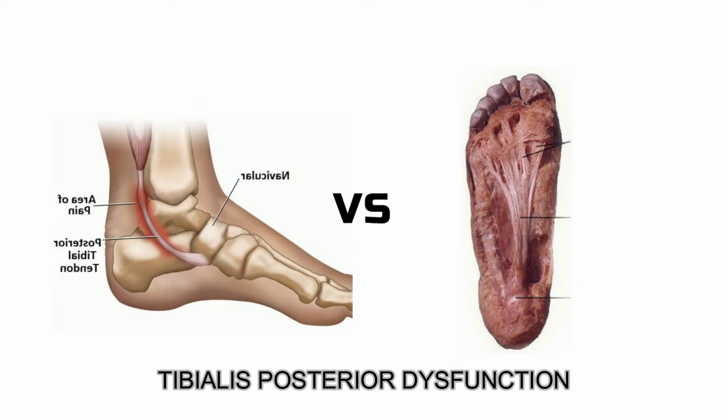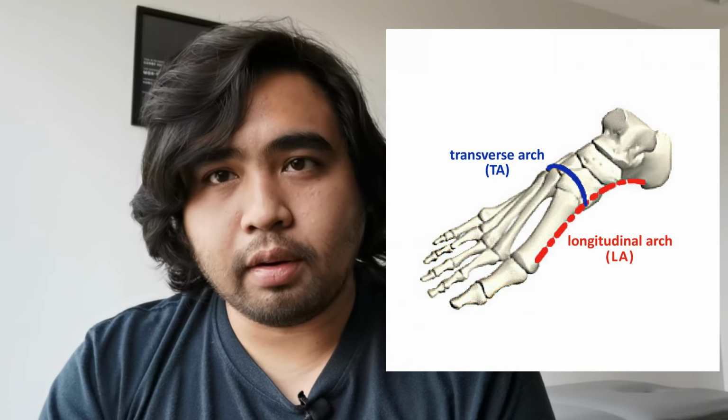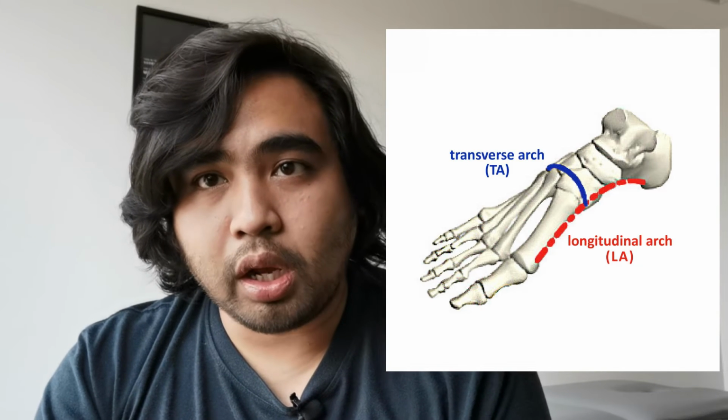Now, the last thing that we're going to look at is if you have pain on the inner side of your foot or ankle and your tibialis posterior, which is located on that side, is having some problems or dysfunction. So the last thing is tibialis posterior dysfunction, or posterior tibialis dysfunction. This muscle is mainly responsible for stabilizing our foot and lifting our arch up.